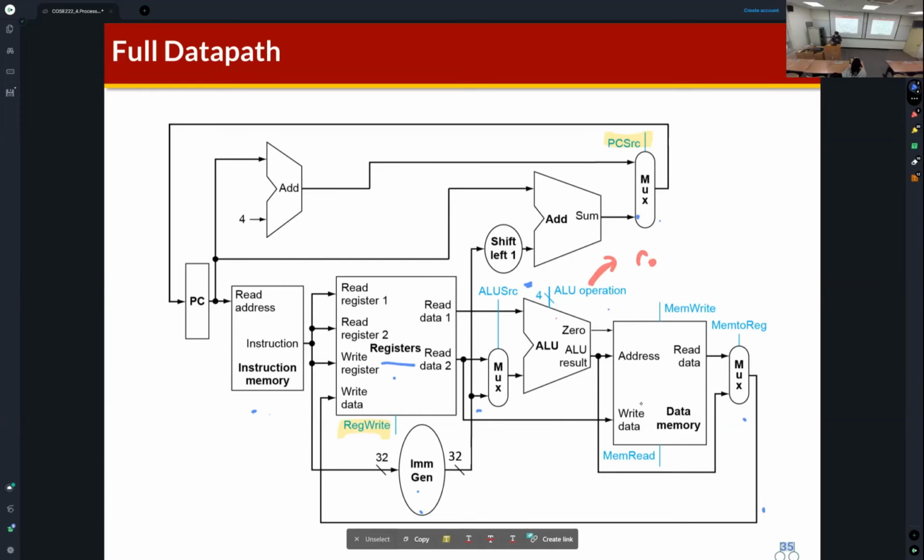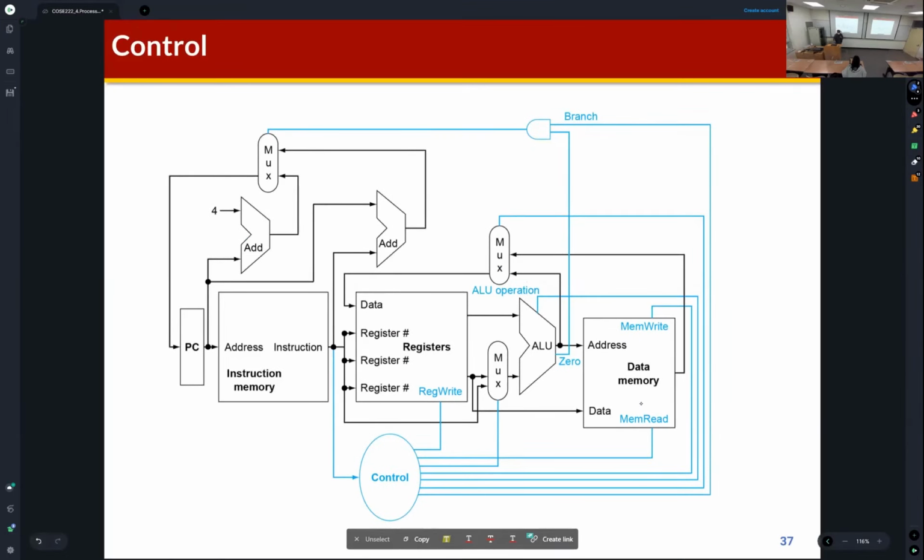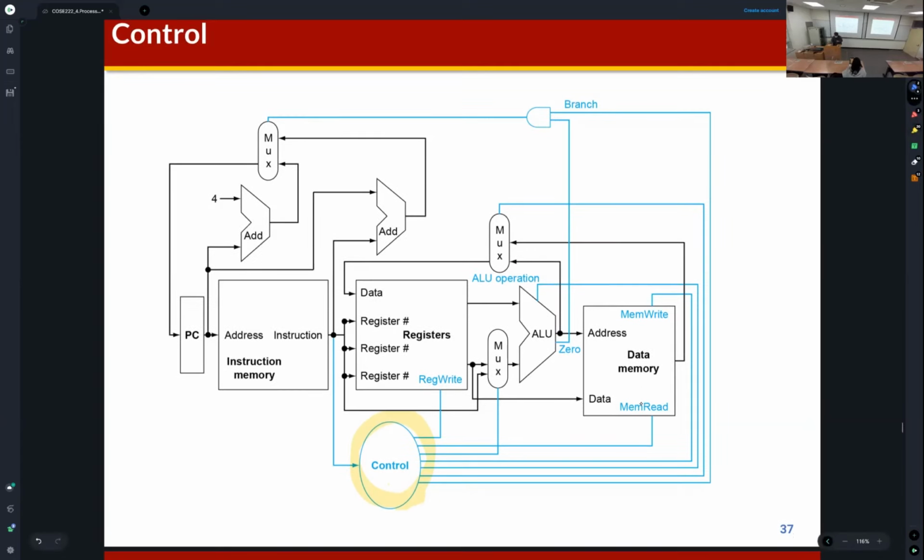In this figure, we can find that control signals are not connected. So it means that in this class, we will learn how to generate control signals for the single cycle processor, right? Okay, so we will learn about the control signals. So what is different? In this figure, we can find that this unit is newly included, right? This unit is called the control unit. You can find that the name of the unit is control. So this is the control unit.